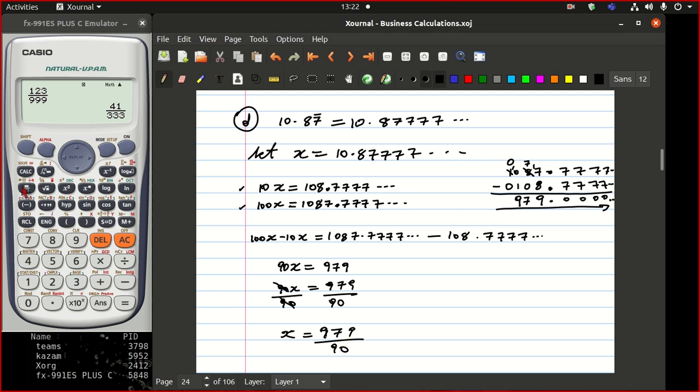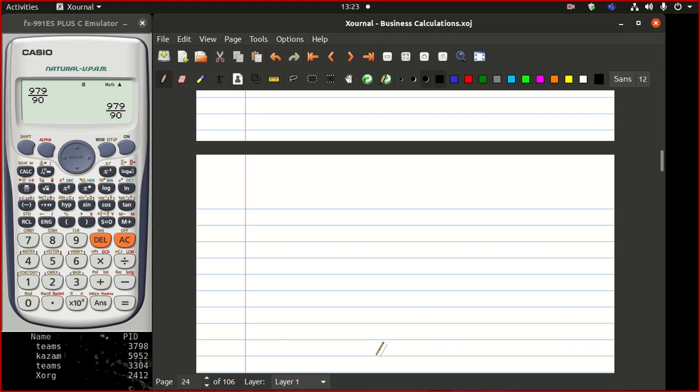You can check with your calculator here to just say what will be 979 divided by 90. If there is no common factor, it will give you the same thing, so we end there. So that is what is important here. We are done with this one.